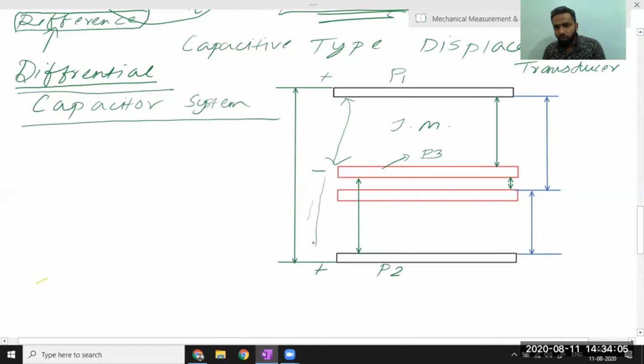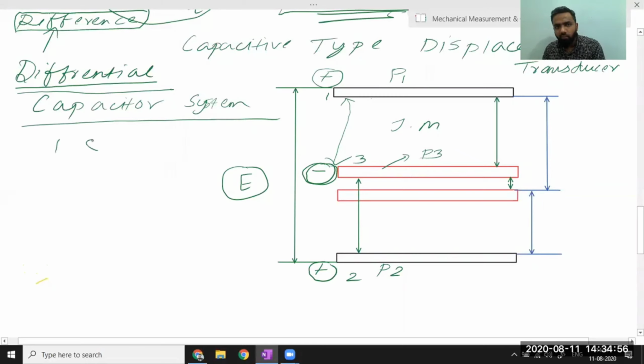Suppose I'm supplying some EMF, or putting some battery into it. Then this positive and this negative will have some EMF, or some voltage. Automatically, this system and this system will also constitute some system. Now let this plate be called plate 1, this plate be called plate 2, and this plate be called plate 3.